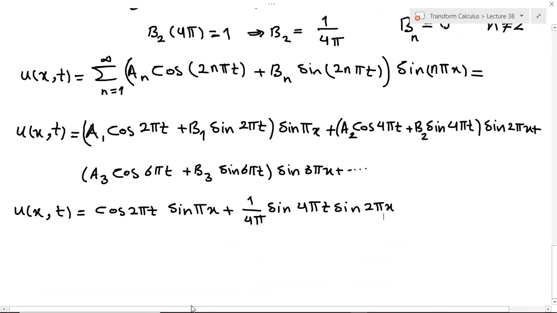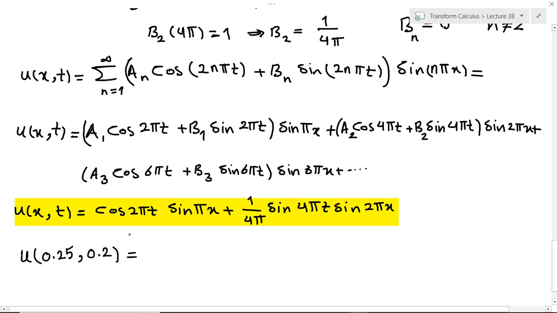Now the problem asks us to find the displacement of the string. So in fact, we want to find u of x and t at a given point. We want to find the displacement at point 25 and at t equal to 0.2. If you just plug x and t in u of x and t, you can find the displacement at this point equal to 0.265. So we could find the displacement and we solve this problem.